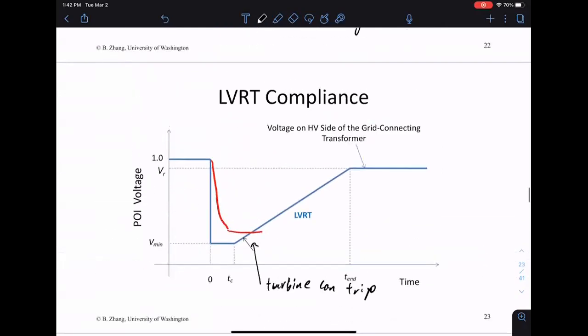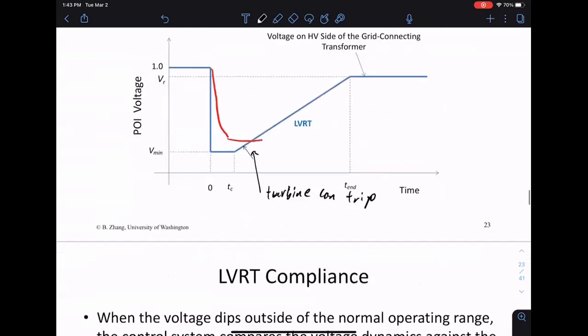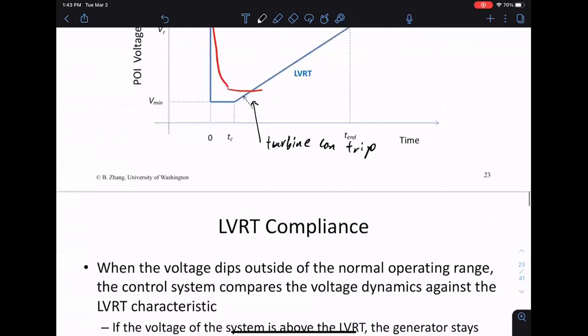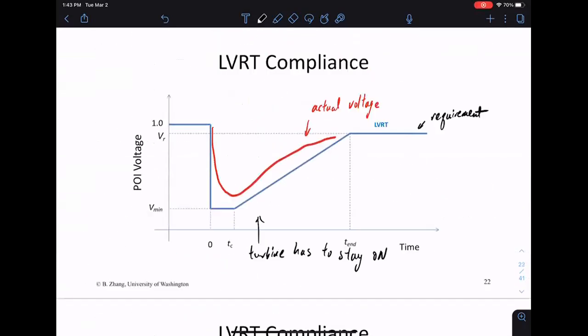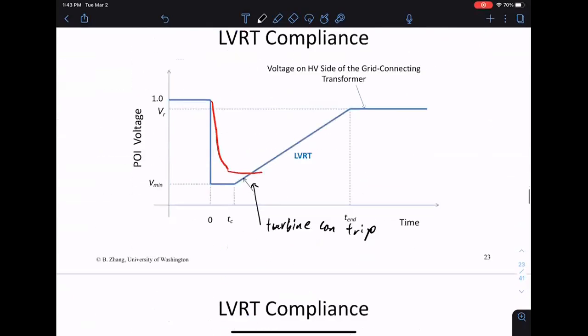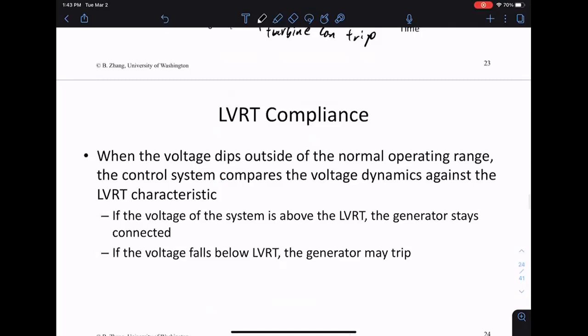Any other questions about this? Okay, so if you look at this VRT compliance, it basically says if your voltage is above this curve, you have to stay on all the time. If it ever gets below this curve, then you're done as a generator. You can trip. You're not penalized for tripping.